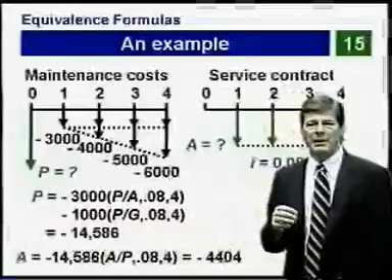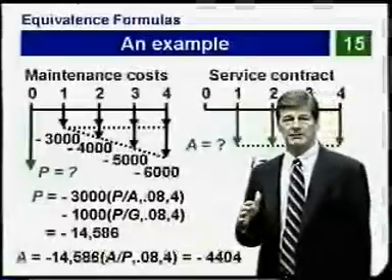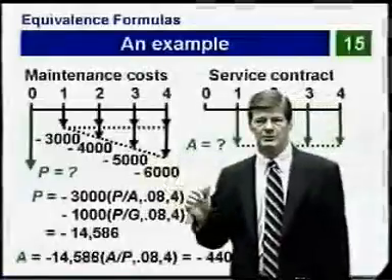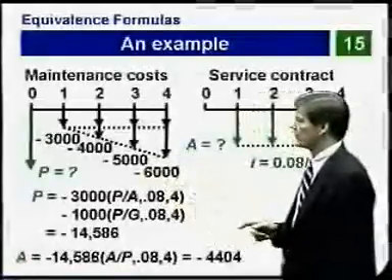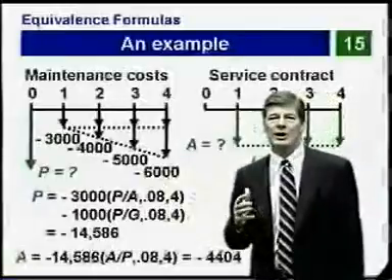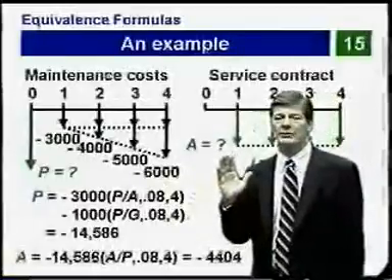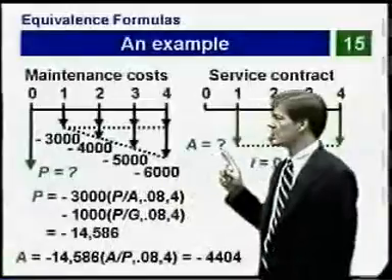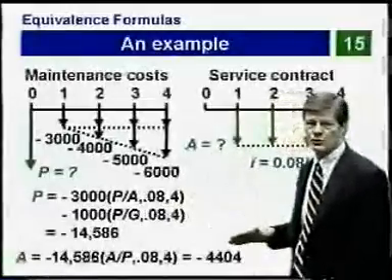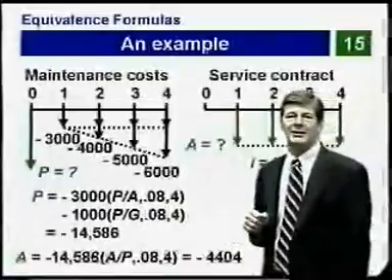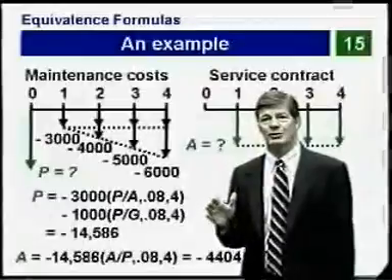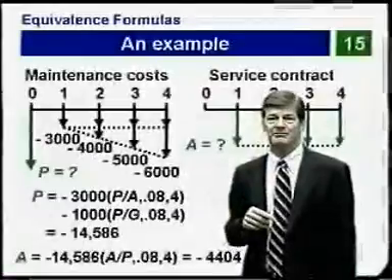In other words, the maximum amount you should be willing to pay this supplier for them to assume the obligation for these maintenance costs would be $4,404. If the supplier offers you a service contract in which you have to pay, say, $5,000 per year, you should reject it. This is the most you should be willing to pay. But if they offer you a maintenance contract of $4,000 per year, you should take it.